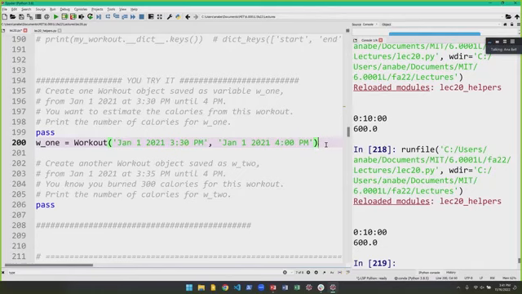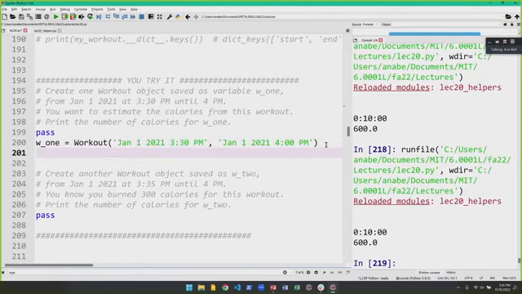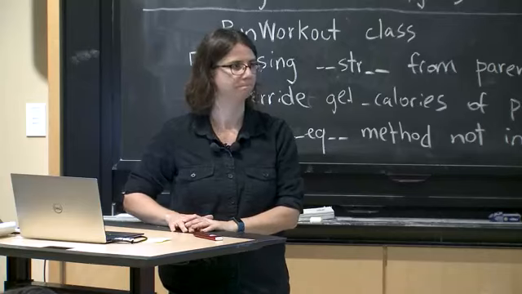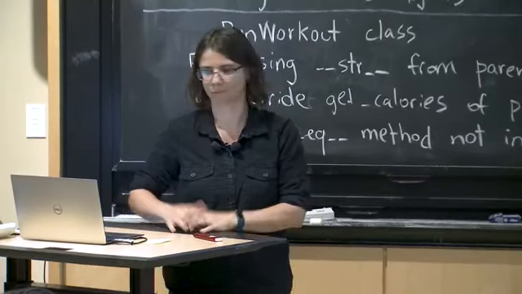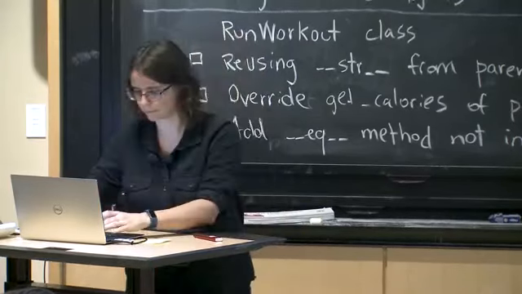Exactly, yep. In this particular case, I'm going to let it default to none. And then how do I grab the number of calories burned for this workout object? How do I print that out? So I just call the get calories method on W1, and let's slap a print statement around that, like that. Okay?